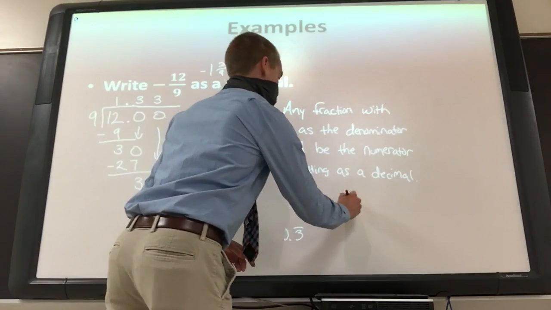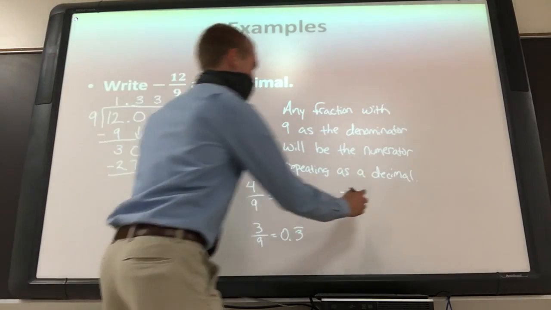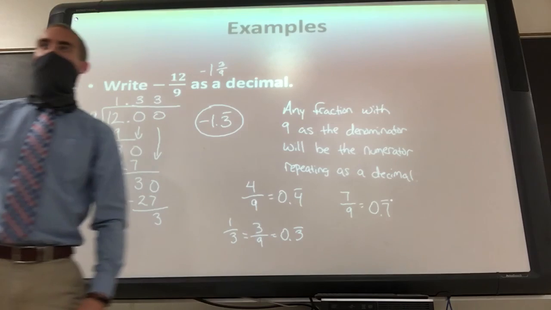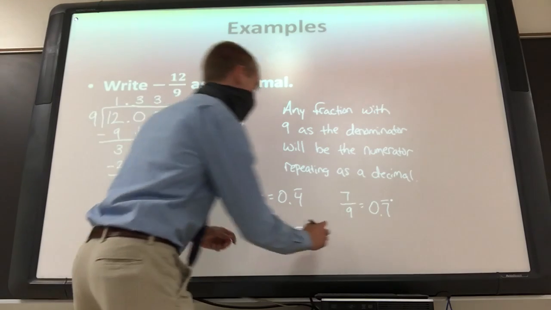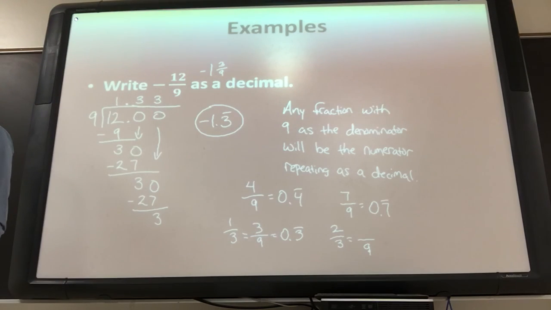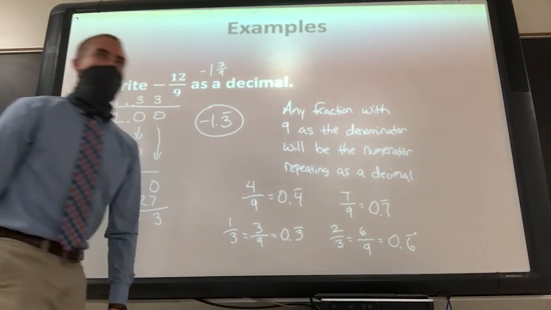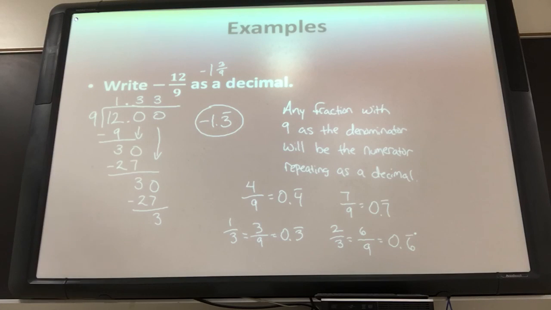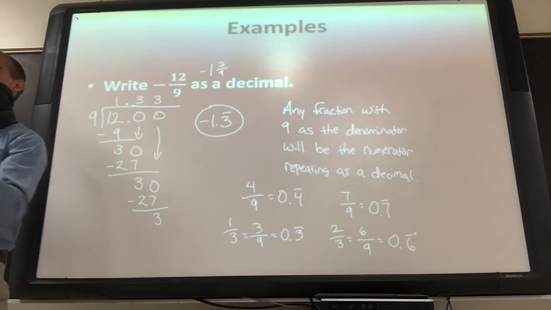So what would 7/9 be? 7 over 9 would be what? 0.7 repeating. 1 over 9 would be 0.1 repeating. Anything over 9 is the numerator repeated. So what about 2/3? 2/3 is what over 9? 6. So it's going to be 0.6 repeating. So you all see that pattern? It just works if 9 is on the bottom. If 9 is the denominator, that's when this works. But anything over 9 is going to be that numerator repeated. So remember that. It's going to help a lot tomorrow as well.